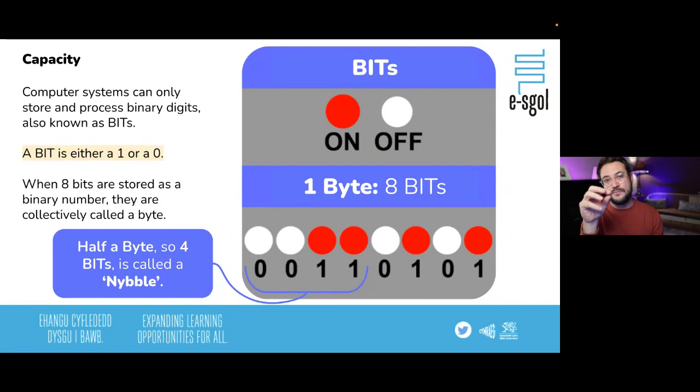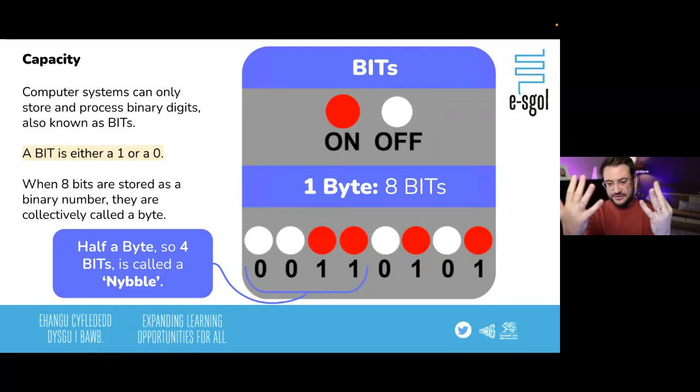And by doing that, we can actually store any whole number from 0. Using 8 bits, we can store any whole number between 0 and 256, because the first bit will be 1, then 2, and 4, and 8, 16, 32, 64, 128.